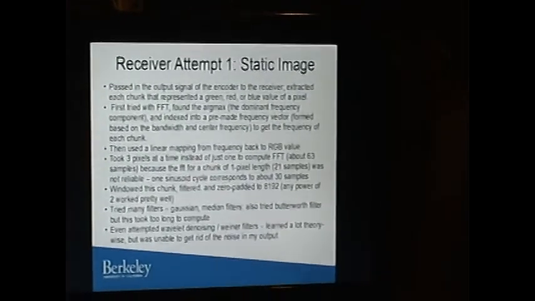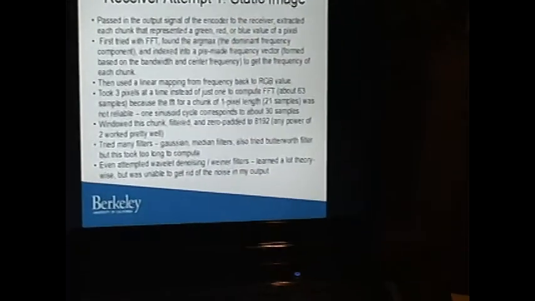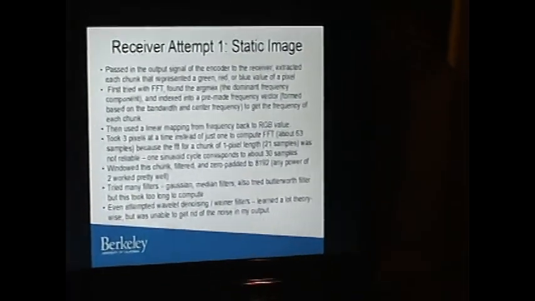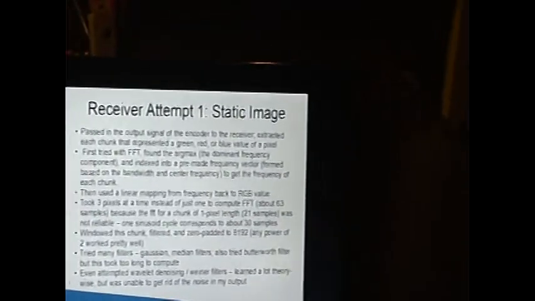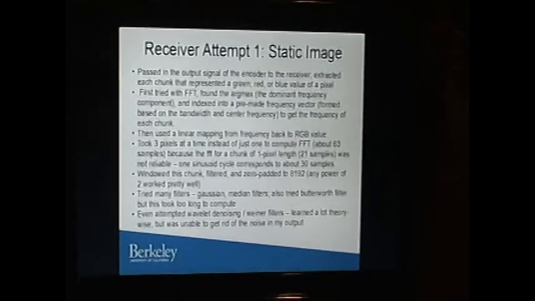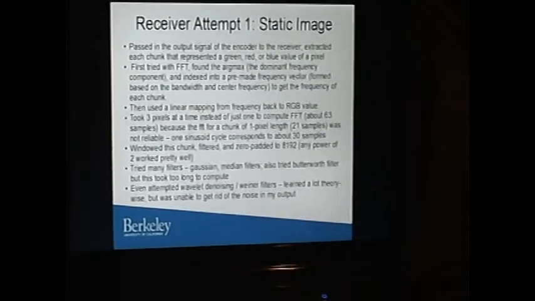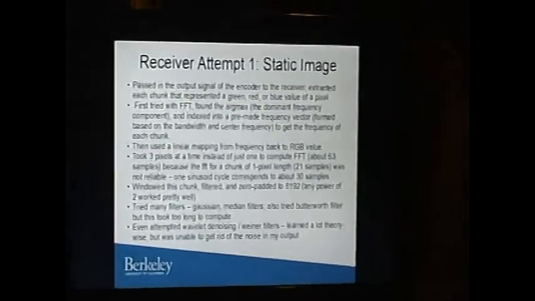And then once you get the frequency, you just use a linear mapping to map it back to the RGB value. Then you can recreate the image. But this was pretty noisy, so I tried several things. I took 3 pixels at a time instead of 1 because each pixel is only 21 samples, and a sinusoid itself is about 30 samples for a full cycle. So I tried overlapping, and then I also windowed this chunk.